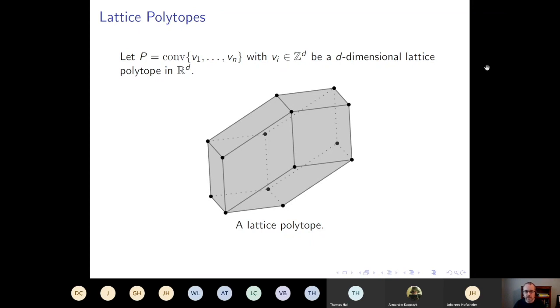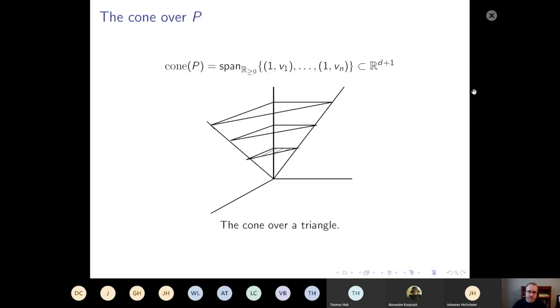I just won't worry about low dimensional objects in a higher dimensional space. This is an example. And the first thing we're going to do is take the cone over P. So we lift all of the vertices of the polytope up to height 1 in R^(d+1), and then we take the non-negative real span of those. And so when we move to this homogeneous picture, then a lot of properties for the polytope become easier to understand.